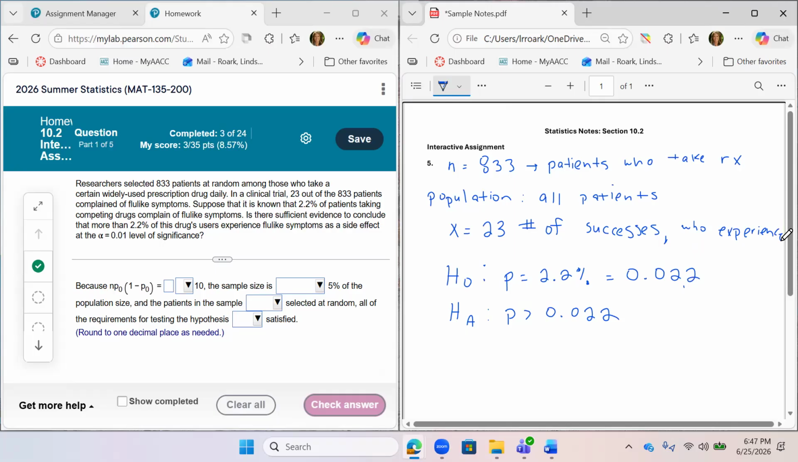And they even give us alpha. They say alpha is 0.01. Sometimes we use alpha, and sometimes we're given alpha.